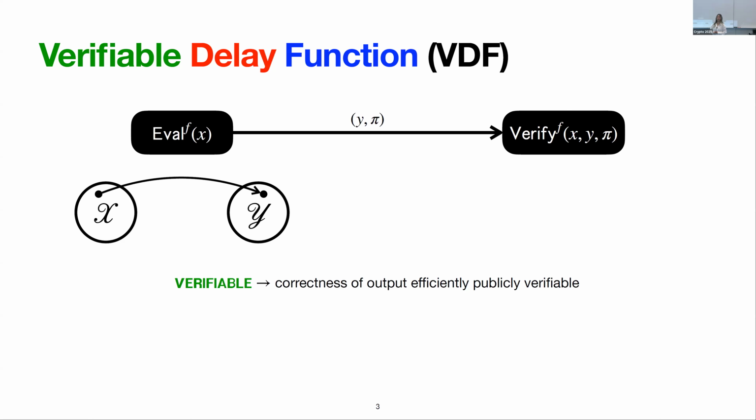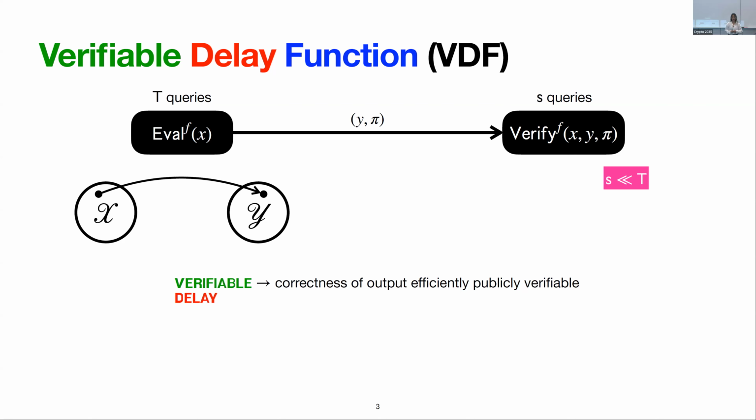So the first one is that it needs to be verifiable, in the sense that the correctness of the output given by the eval function can be efficiently and publicly verified. So more concretely, if eval makes T queries to the random oracle, this is consistent with how we measure efficiency in the random oracle model: we count the number of queries the algorithm makes to the random oracle. So if eval makes T queries, then we require verify to make S queries, where S is way less than T, maybe even on the order of polylog.